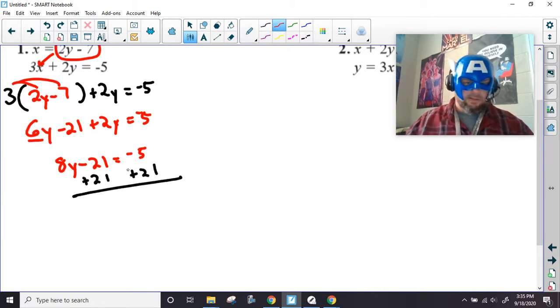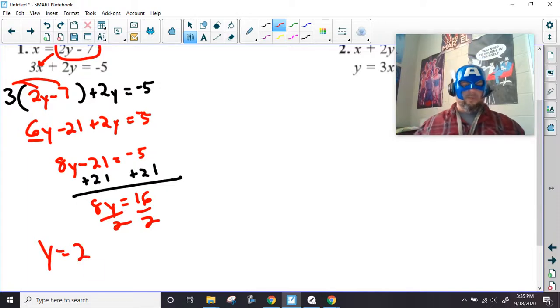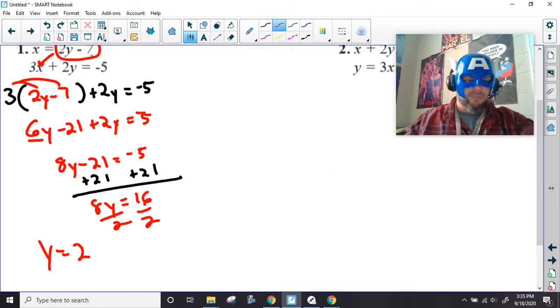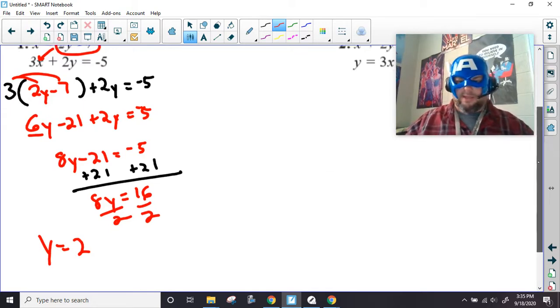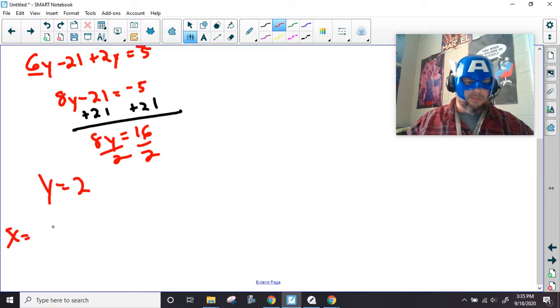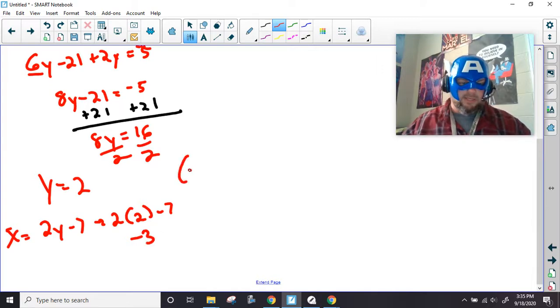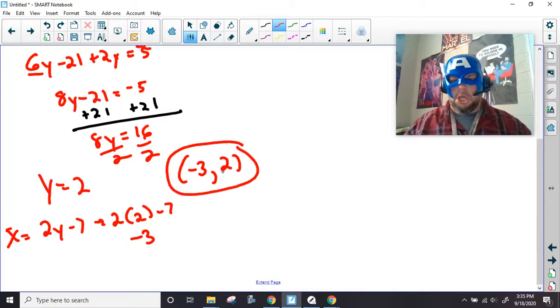All right, so we get 8y equals 16. Divided by 8, divided by 8. All right, so y equals 2. We know that. So how can we find x? Well, we're actually going to plug it in. Quick point at the screen. This stuff right here. We know that x equals 2y minus 7, and we know what y is, so we can plug in. So it's 2 times 2 minus 7. And this is going to give us, let's see, 2 times 2 is 4 minus 7, negative 3. So our answer for this one is actually negative 3, 2. Ta-da!